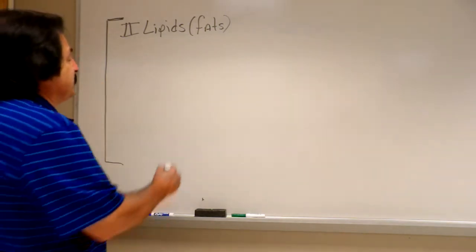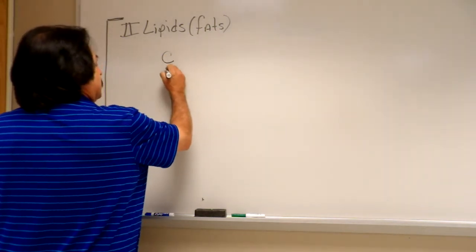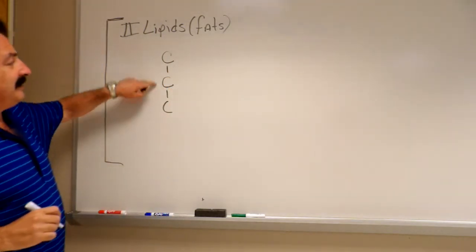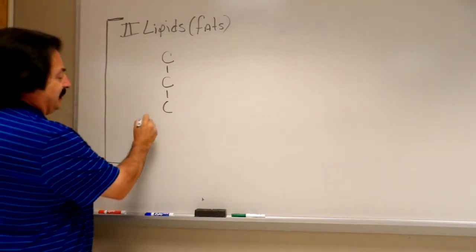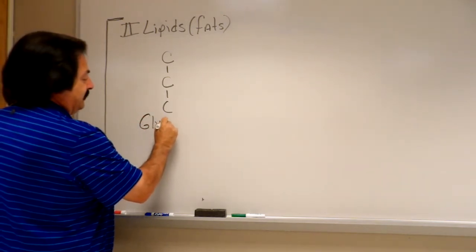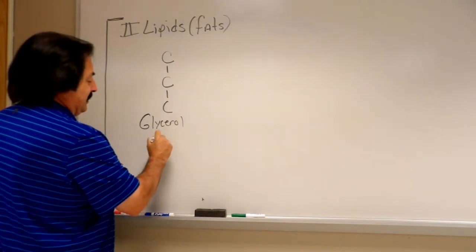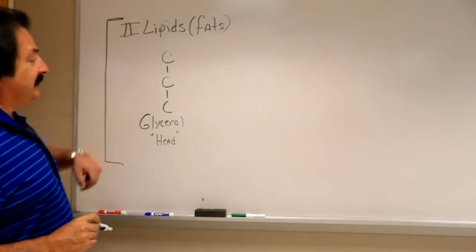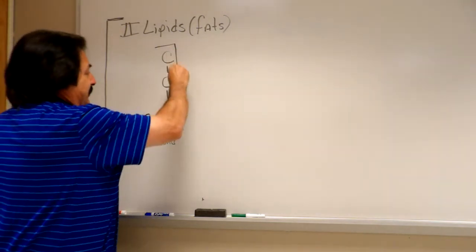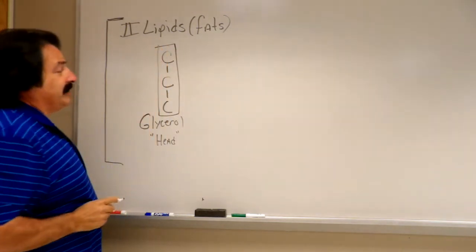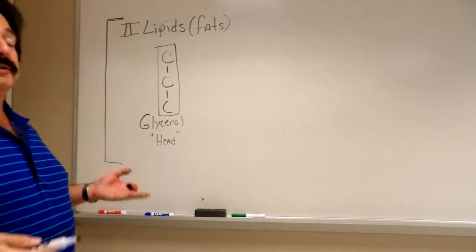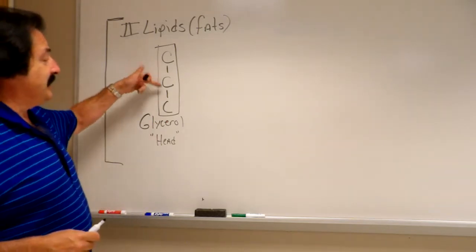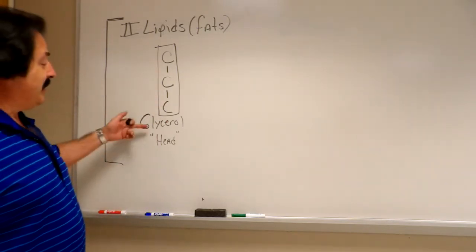All right. First of all, you need to identify two things. Something called the glycerol head. Glycerol. Okay? And I added in the word head. Okay? Glycerol. It is a 3-carbon compound. Okay? For glucose, it was a 6-carbon ring. For fructose, it was a 5-carbon ring. This is a 3-carbon head.